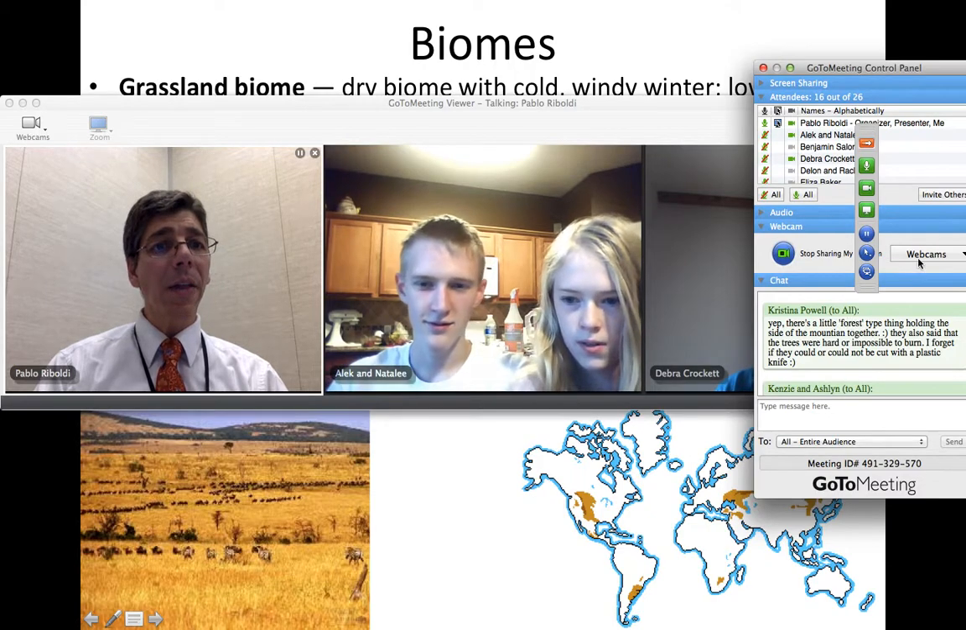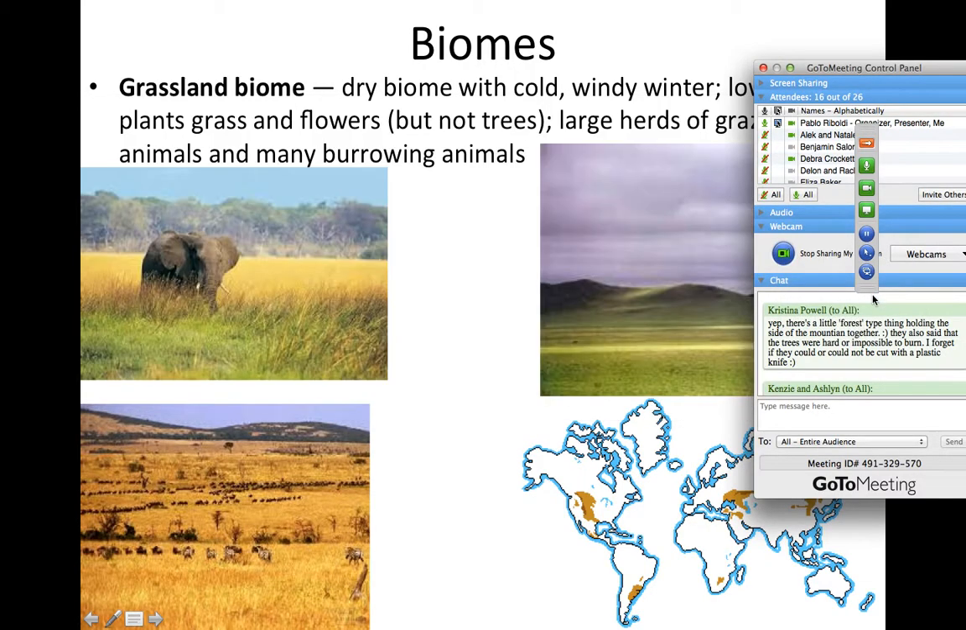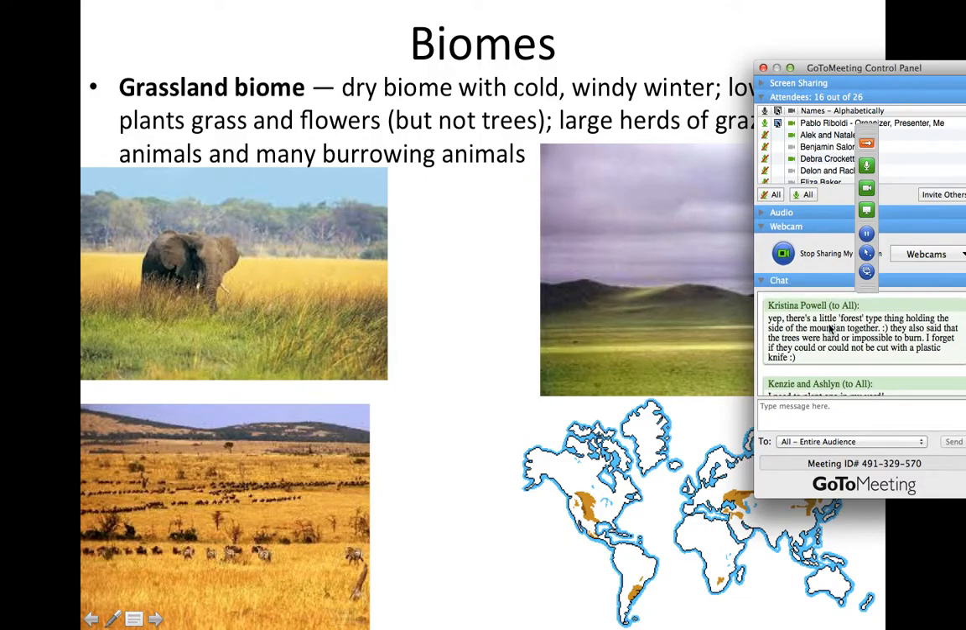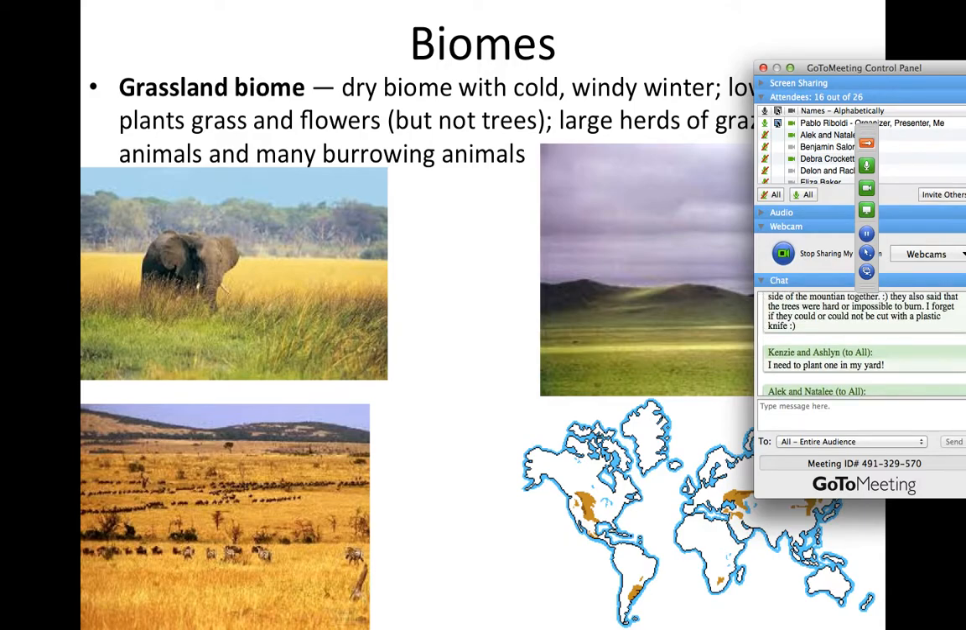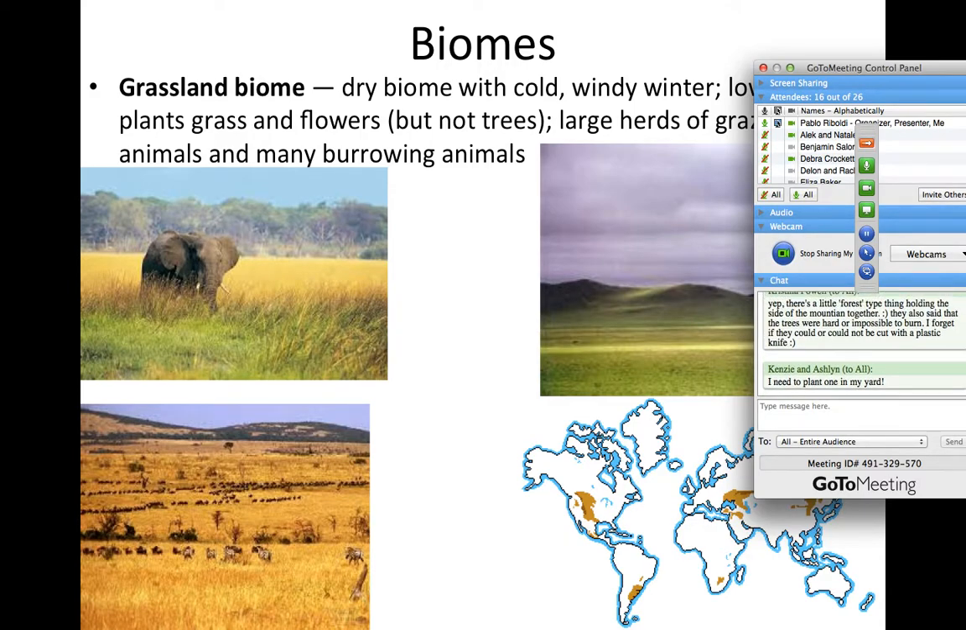You say that yes, there's a little forest type thing holding the side of the mountain together. They also said that the trees were hard, or impossible, to burn. I forget if they could or could not be cut with a plastic knife. Yeah, so the wood is very soft, but it seems that they are very hard to burn because of all the moisture that they contain.